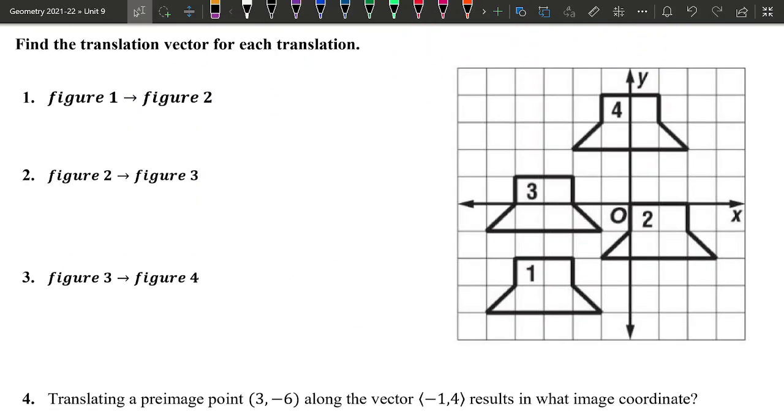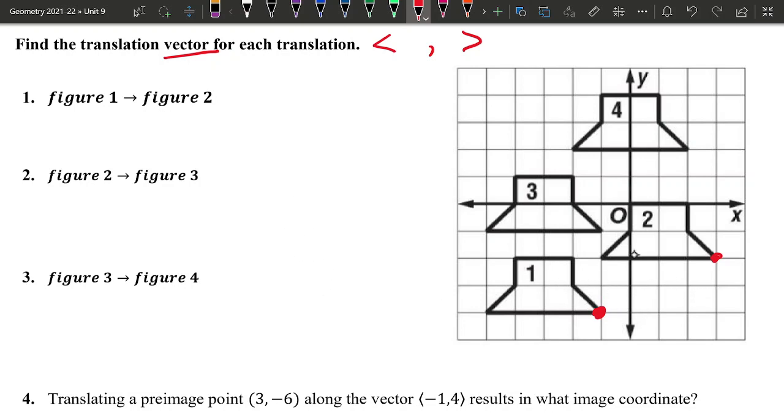This time you're given the graph and you're asked what is the translation vector. Since it's saying vector, I know this is going to be something that looks like this. Alright, so for the first one, I'm going to pick a point on the figure. It says from figure 1 to figure 2. And I'm going to pick the corresponding point on figure 2. So I picked the bottom right point on figure 1. I could have picked any point on figure 1. It doesn't matter, as long as you pick the corresponding point on figure 2.